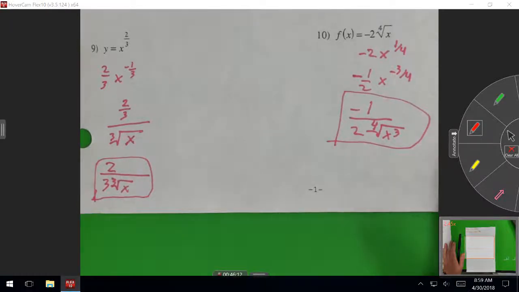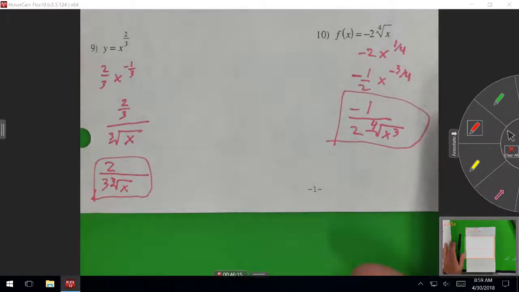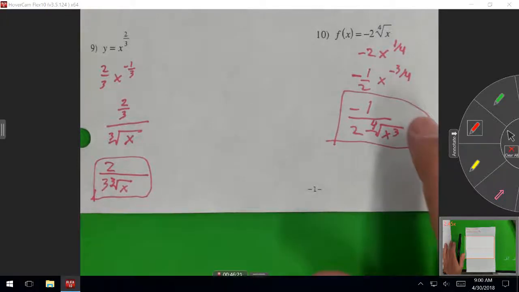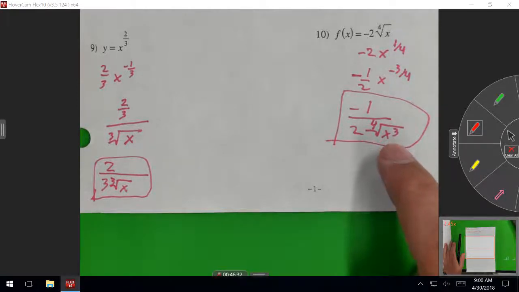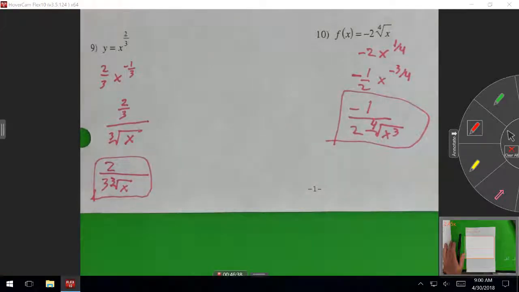Okay. Number 10. On this one I rewrote it, so -2 times x to the 1/4. So 1/4 times -2 is -1/2, and then 1/4 minus 1 equals x to the -3/4. So I wrote -1 over 2, and then the 4th root of x cubed. Good job. Great, number 11. Grace, which one do you want to present, 11 or 12? So, Gray, you go do number 11 right now while Gracie does 12.